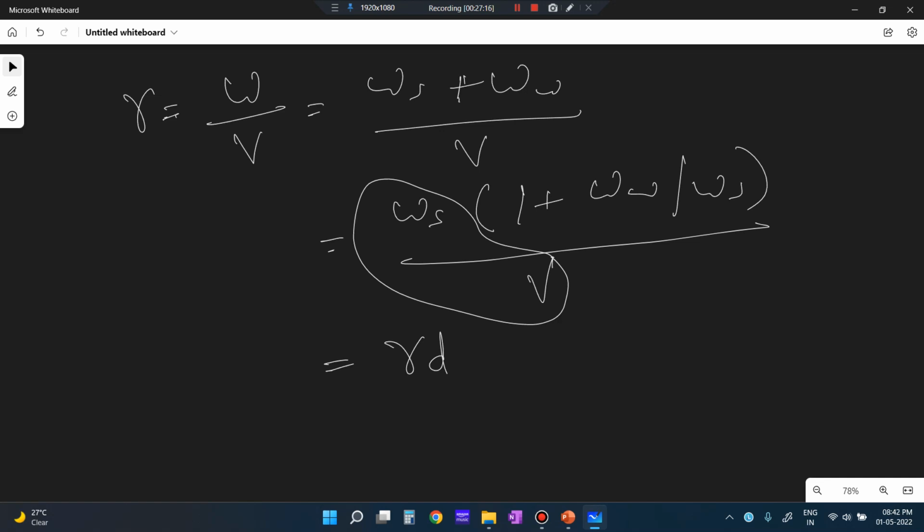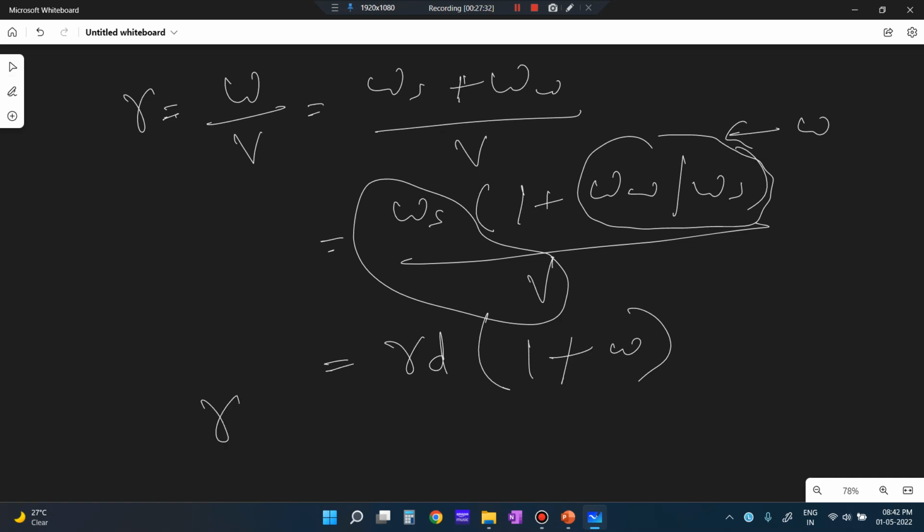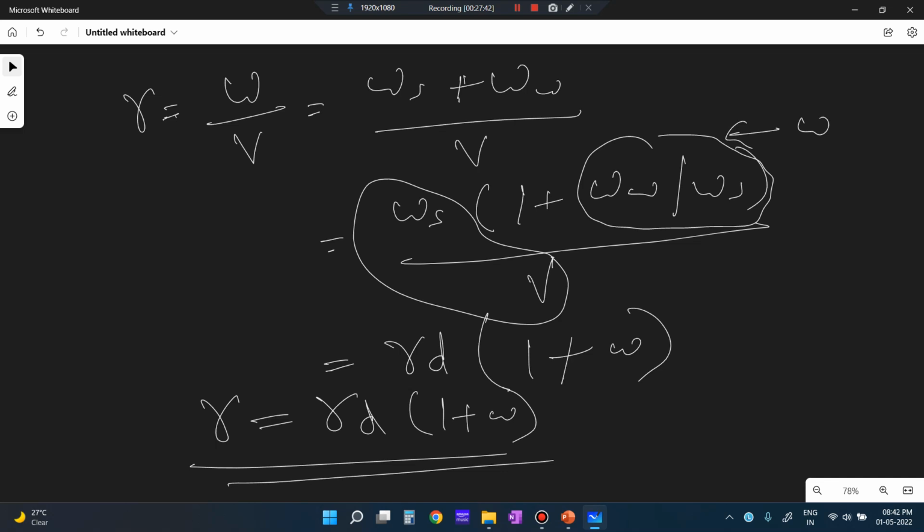or the unit weight of dry soil, and this weight of water to the weight of soil solid is the water content. So we can write gamma, that is the bulk unit weight, is equal to gamma d into 1 plus w. This is a very, very important relationship.